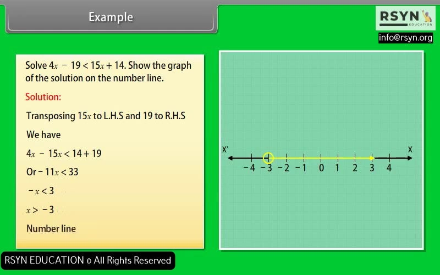First, we draw an open circle because x is not equal to minus 3 and an arrow to the right because we want values greater than minus 3. Number line.